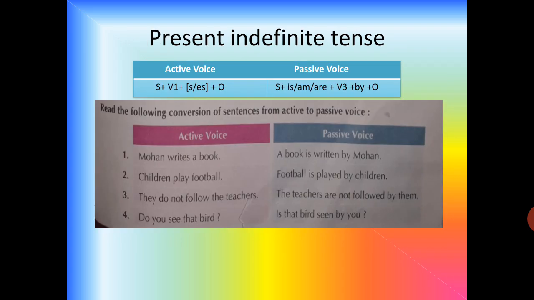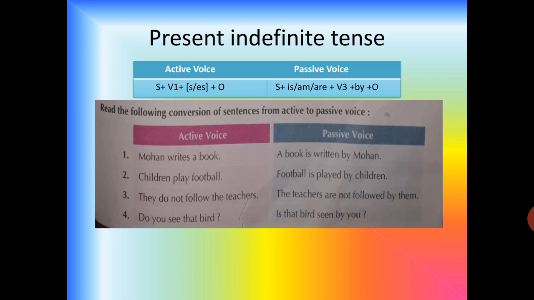Now we will discuss according to the tenses, one by one. So the first important tense is present indefinite. If a sentence given to you is in present indefinite tense, how will you change it into passive voice? Let us see. Firstly, we have to recognize the tense. If the sentence has subject plus verb's first form, and then s or es if required, plus object, that sentence is in active voice, present indefinite.